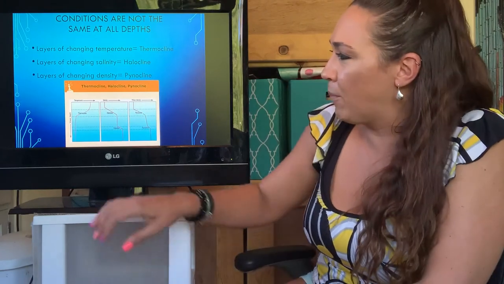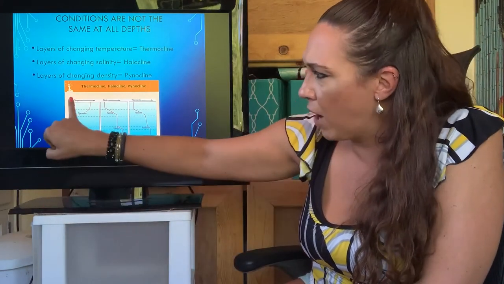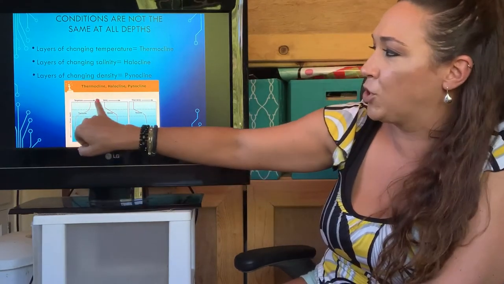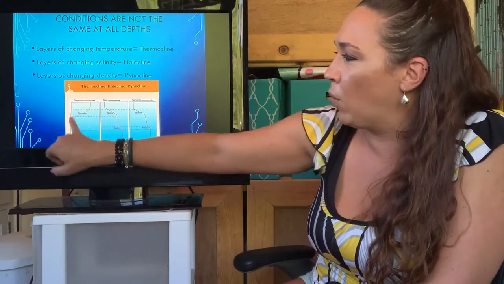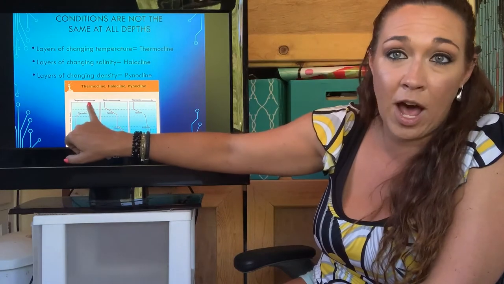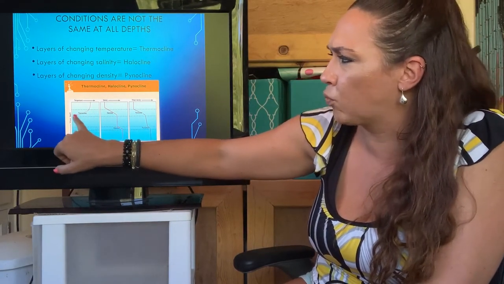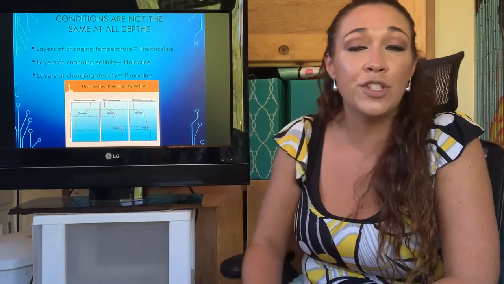So let's look at temperature real quick. This graph basically shows the increase in water depth and temperature changing. So you can see when it's shallow, the temperature is actually pretty high. But then you're going to drop, and eventually you hit this drastic drop off. This is known as a thermocline.